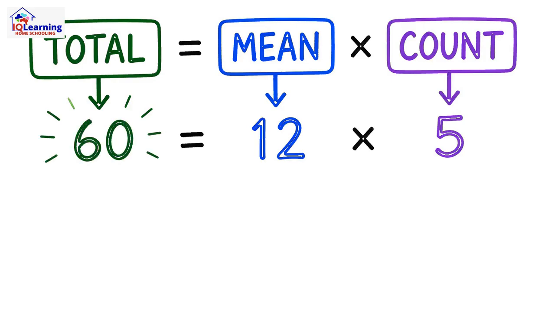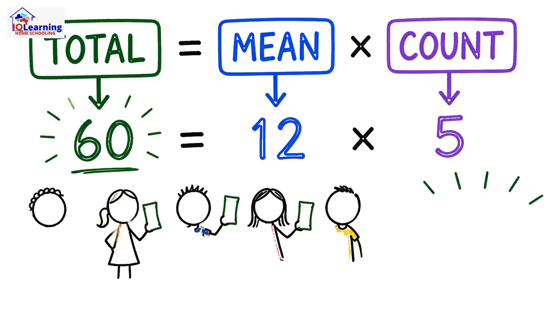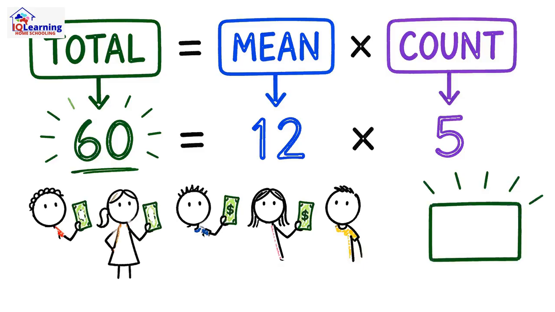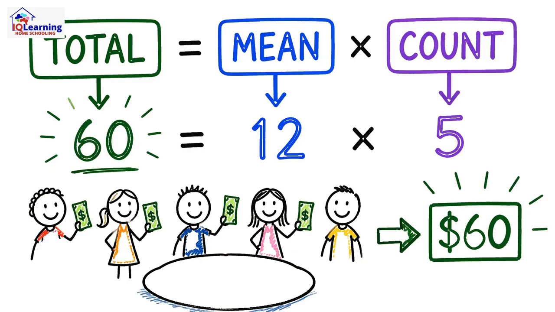Think of it like this. If 5 friends have an average of $12 each for a pizza party, they have $60 in total. Finding this total is the first step to solving almost any advanced problem with averages.